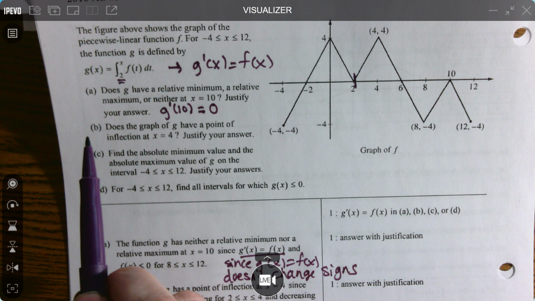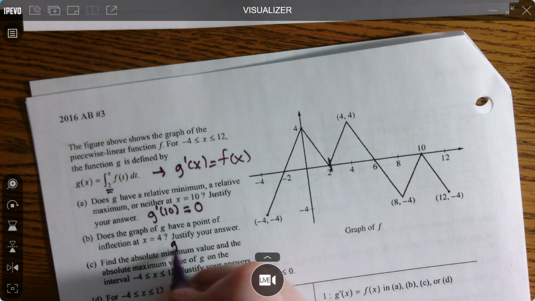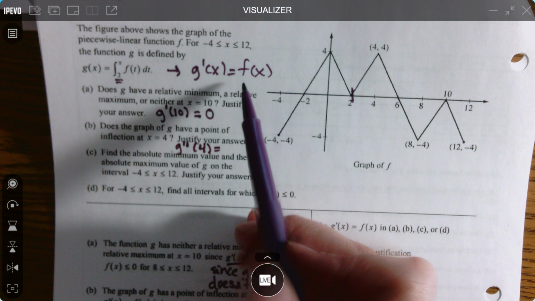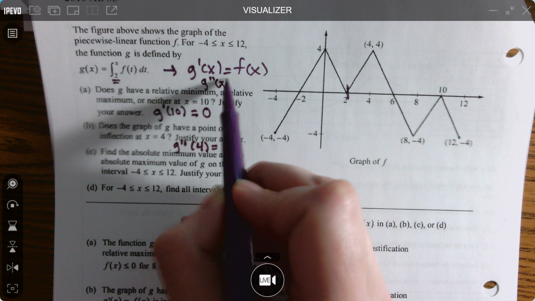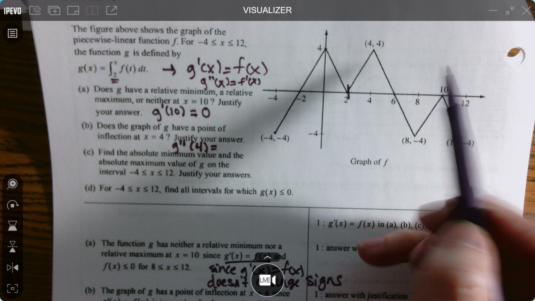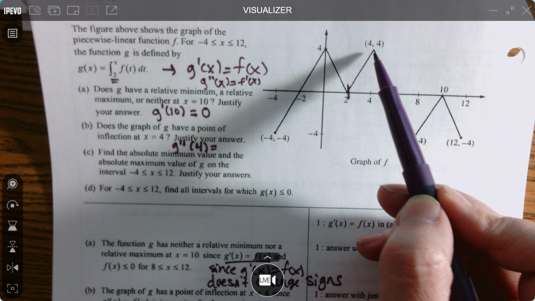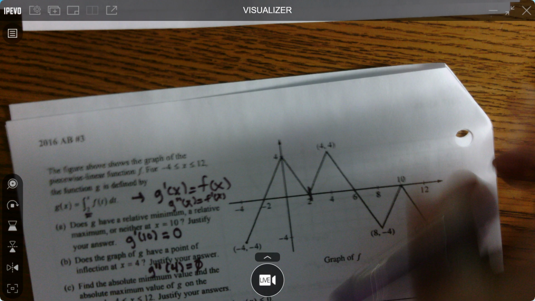On B, does G have a point of inflection at 4? So I would be trying to see what happens with G prime of 4. If we come back up here and look at the relationship I mentioned earlier, that would mean that G double prime is equal to F prime. So let's look at 4. So F prime or G double prime of 4 would not exist. So that means it is a candidate for having a point of inflection.